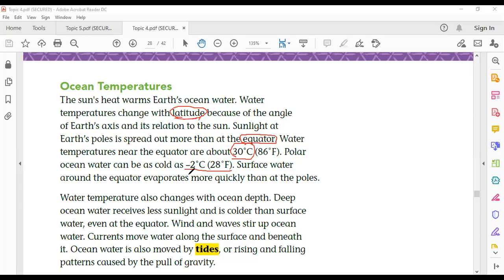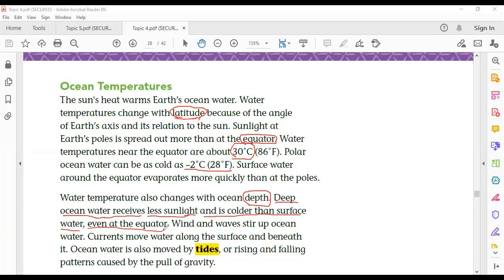The second factor that affects the ocean temperature is the depth. Always the surface water, the water at the top of the ocean, is the warmest, while deep ocean water is the coldest. Deep ocean water is the coldest because it receives less sunlight and is colder than the surface water. Even at the equator.